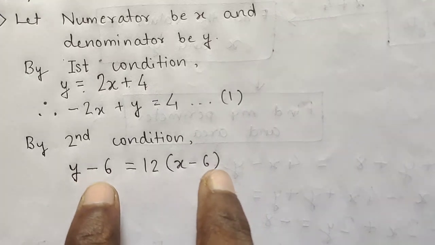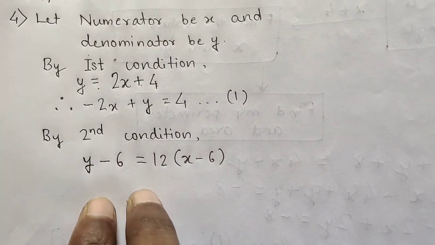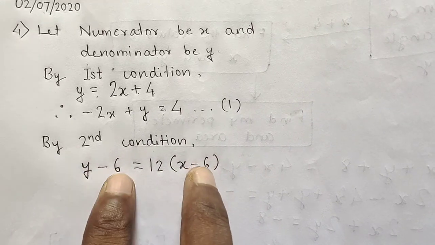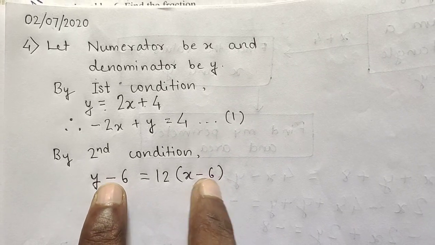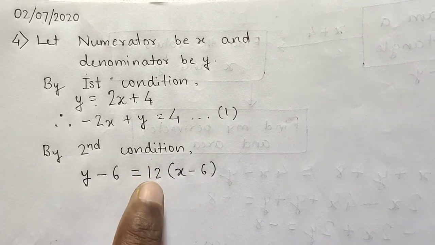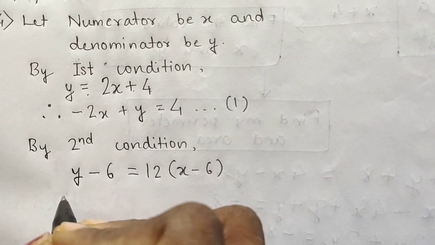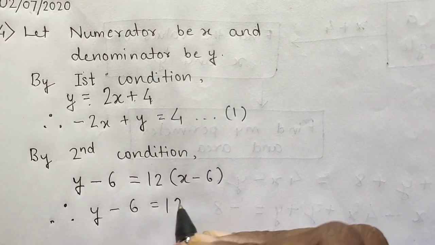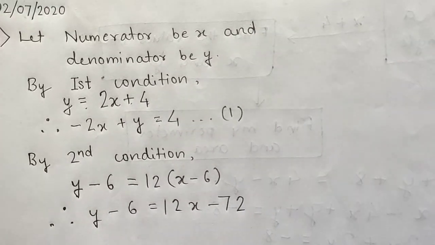Clear with this? You have to reduce both numerator as well as denominator by 6, and at that time only your denominator is 12 times the numerator. So what I have done, I have reduced both the numerator as well as denominator by 6, and then we have got this relation, that is denominator is equal to 12 times, means 12 into numerator. Let us simplify this and make the equation. So this is y minus 6 is equal to 12x minus 12 times 6, that is 72. Okay, so let us simplify it more.